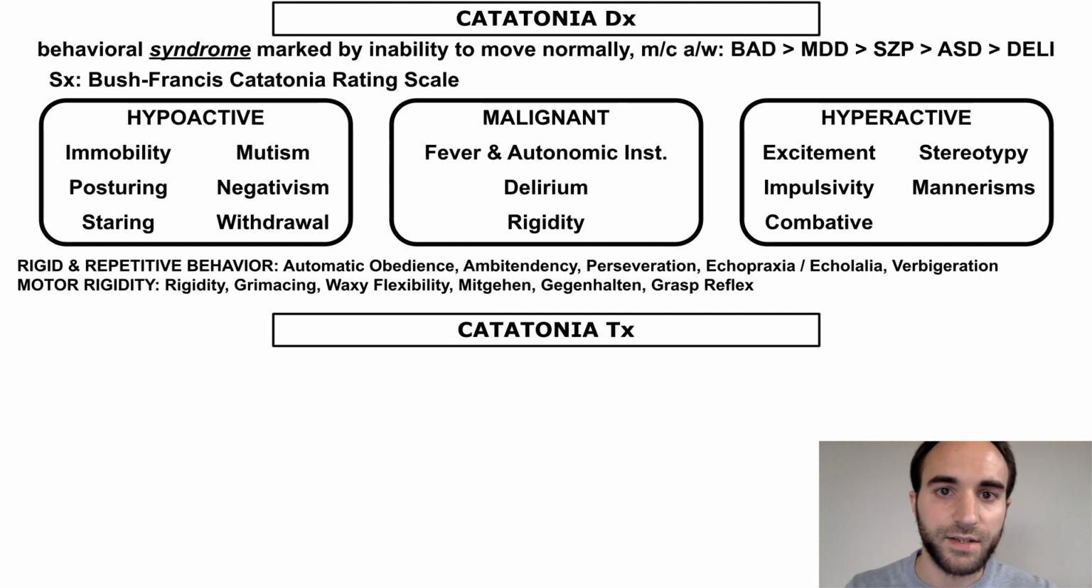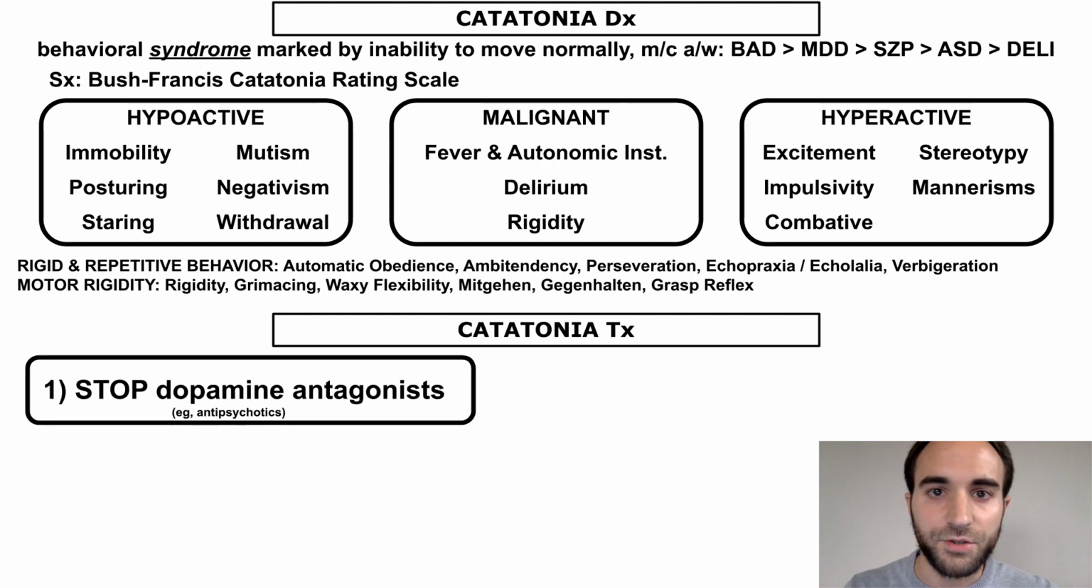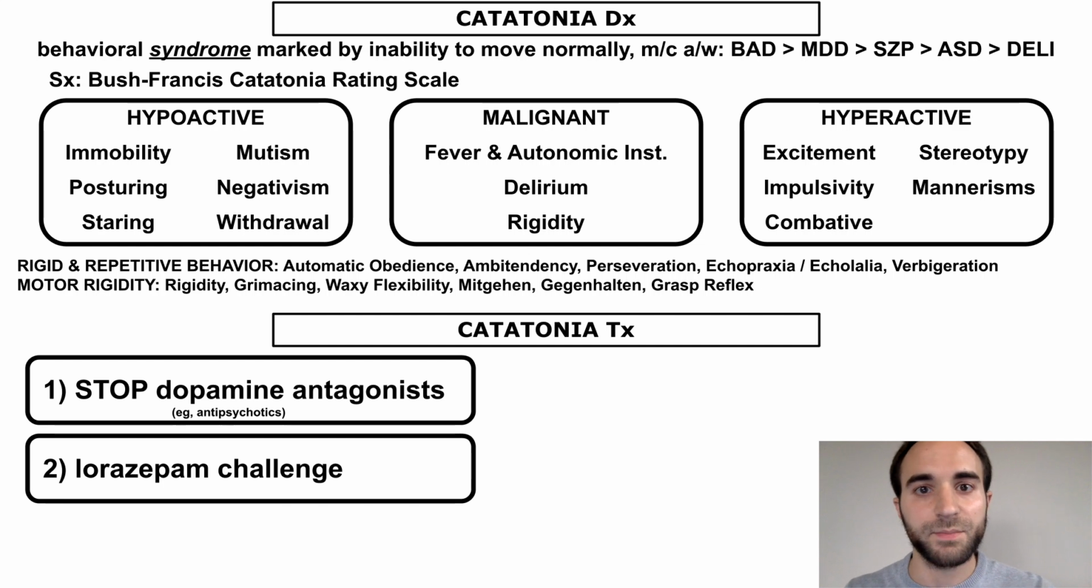Now that we've covered the diagnosis and symptoms of catatonia, let's move on to treatment. The first step in treatment is stopping dopamine antagonists, including antipsychotics. This is because dopamine antagonists increase the risk of progression to malignant catatonia. The next step is performing a lorazepam challenge. This involves recording the patient's severity of catatonia symptoms before and after treatment with a single dose of lorazepam, and noting if there is a change. In most cases, a significant reduction in symptoms after treatment with lorazepam confirms the diagnosis of catatonia.